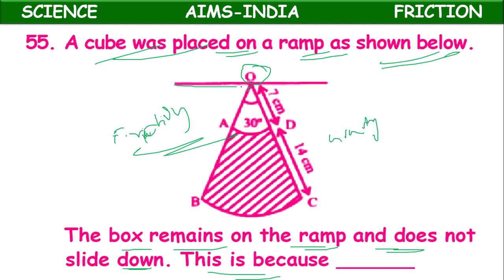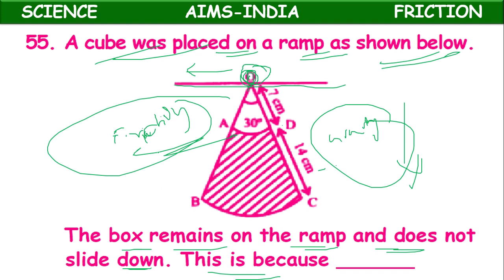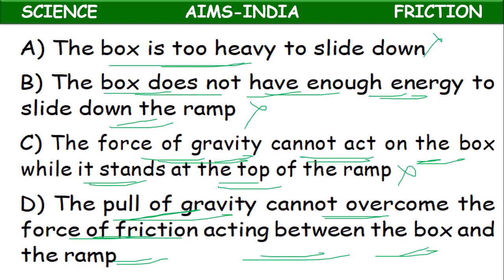So this is the ramp, children. This is the box. Why the box is not sliding down means the force of gravity acting along the ramp is less than the force of friction. Gravity is not able to overcome friction. So that's why it is not falling down. So option D is correct.